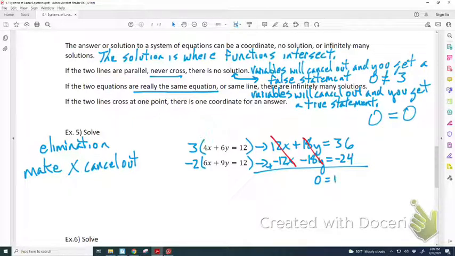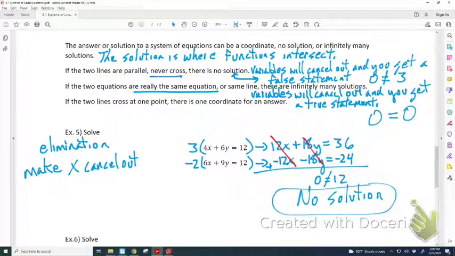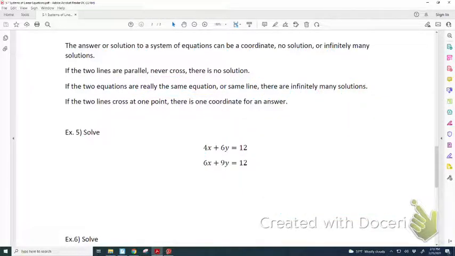On the right, we have 12. That makes no sense. That means this is a no solution. Those two lines are parallel. I bet they have the same slope, but different y-intercept. All right, let's try another one.